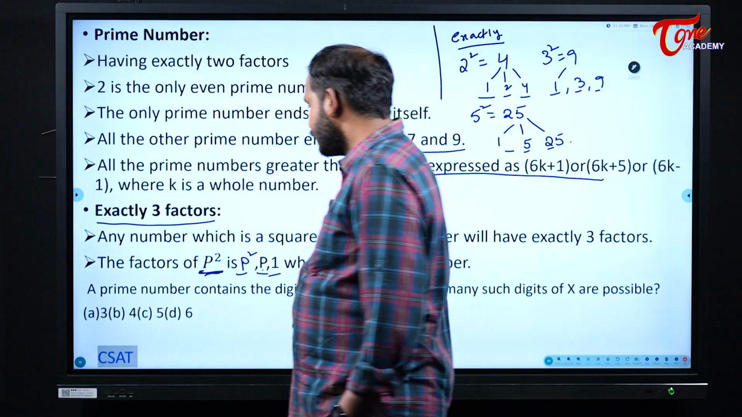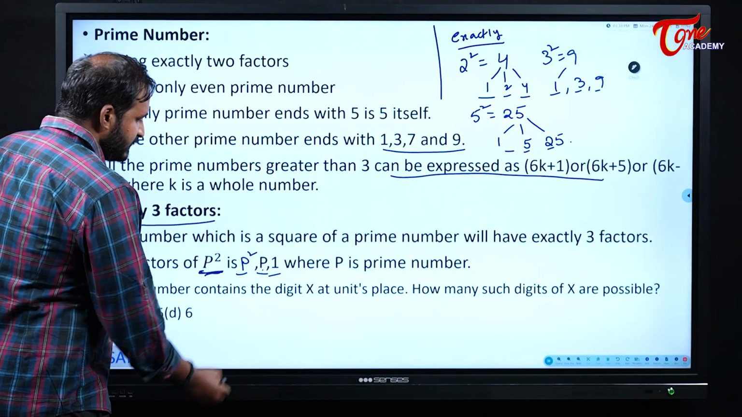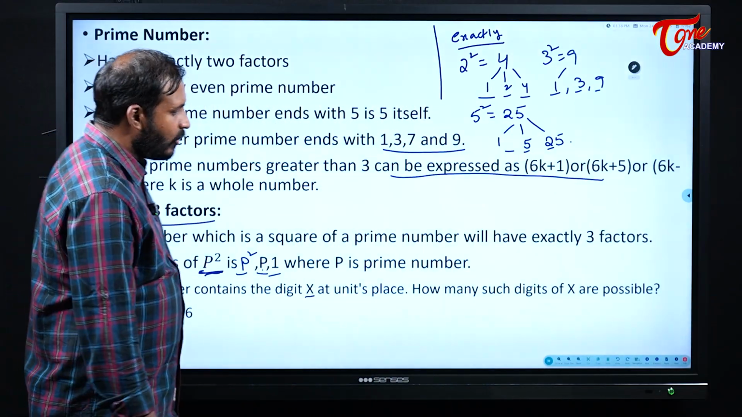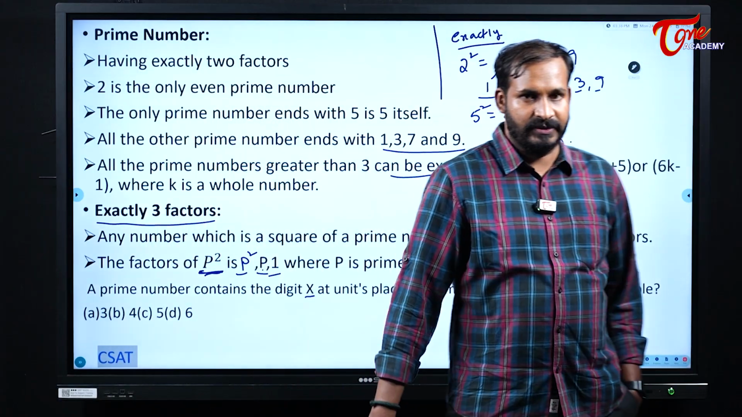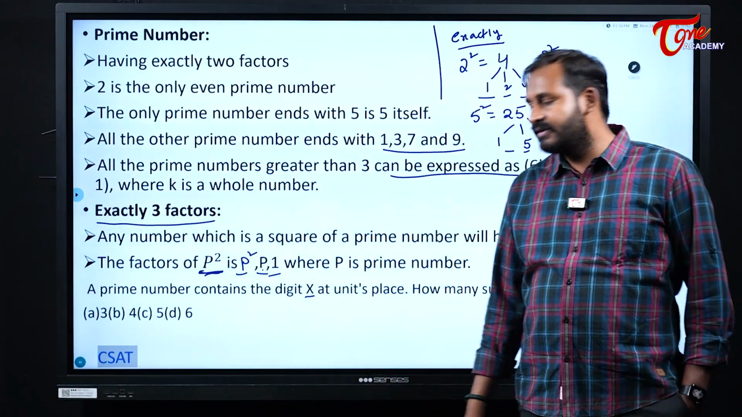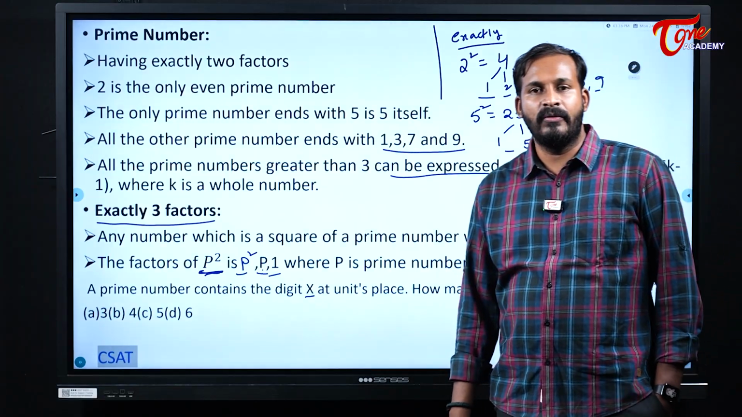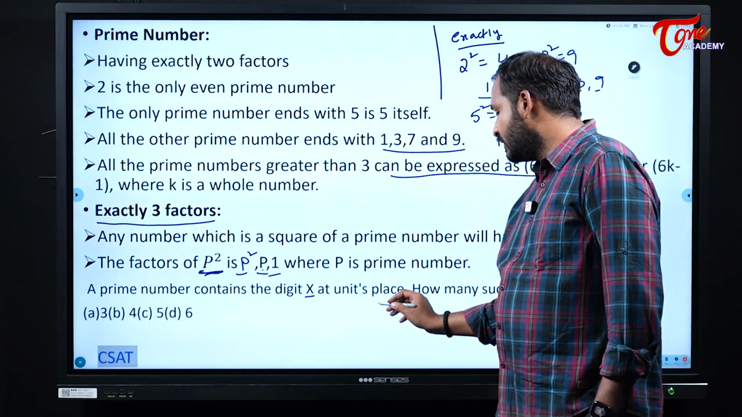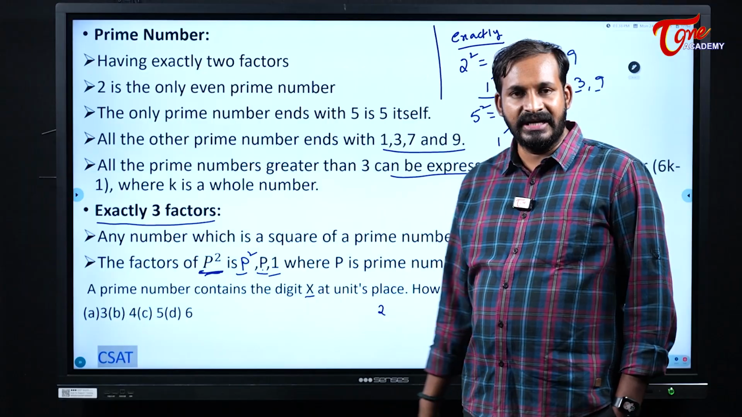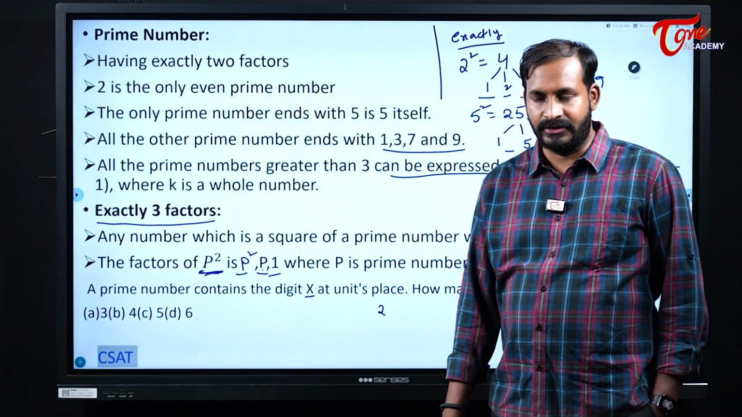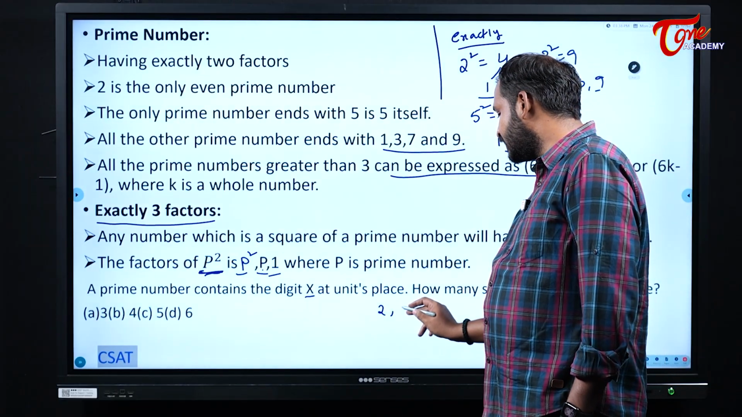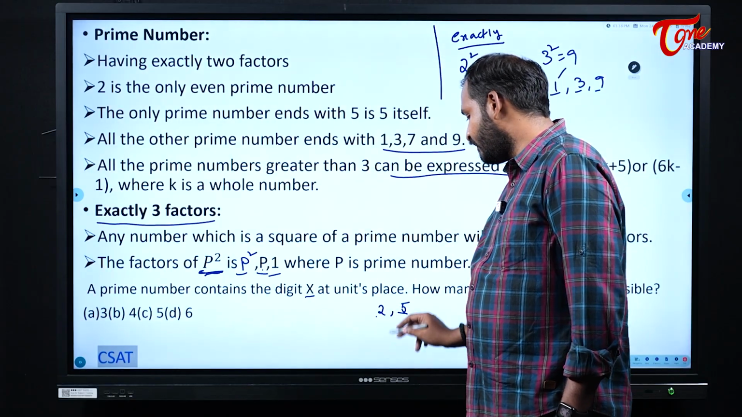Okay, next one. A prime number contains the digit x at units place. How many such digits of x are possible? See here, the prime number is ending with digit x. So how many such digits are possible? See here, 2 is a prime number, it is ending with 2. There is a chance for 2. 5 is a prime number which ends with 5. There is a chance for 5.